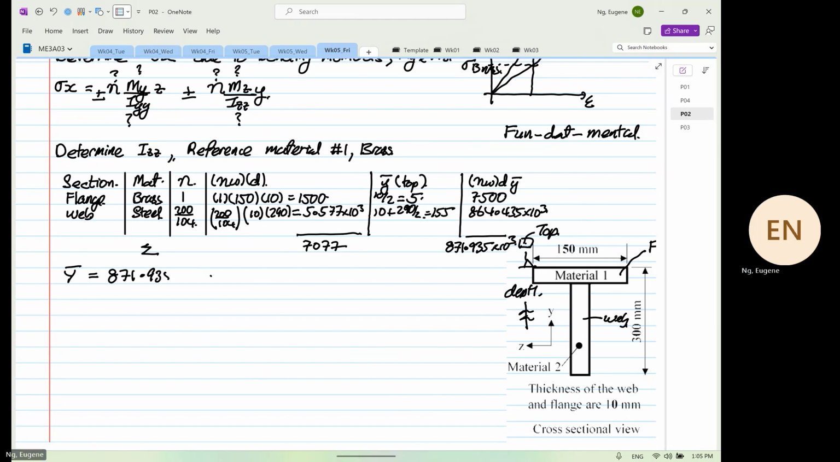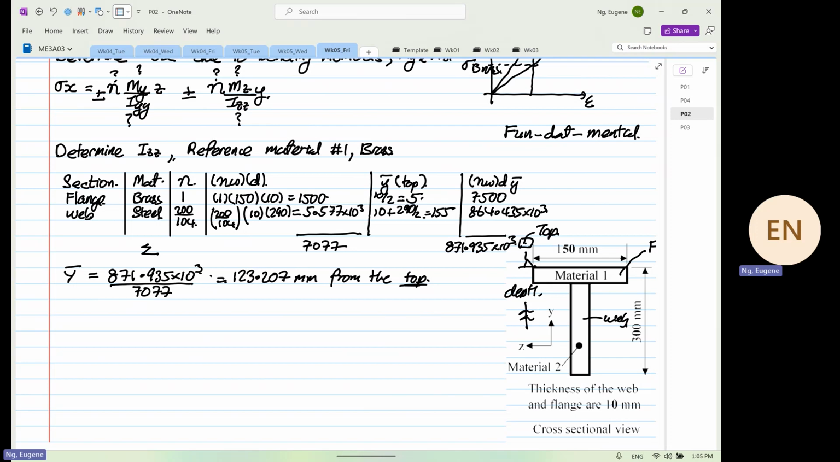871.935 times 10 to the power 3 divided by 7077. So it's equal to 123.207 millimeters from the top. If you take it from the bottom, the answer will also be the same.